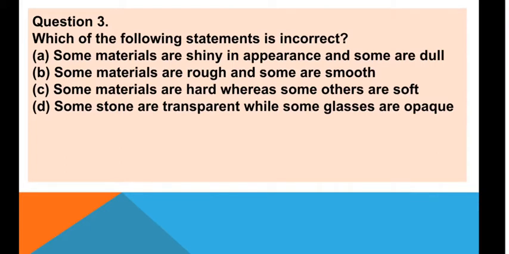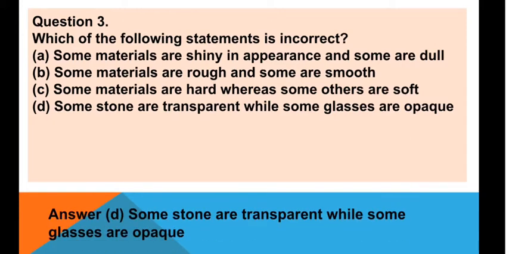So let us discuss all the options one by one. Option A, some materials are shiny in appearance and some are dull. Correct. Option B, some materials are rough and some are smooth. Correct. Option C, some materials are hard whereas some others are soft. Correct. Some stones are transparent while some glasses are opaque. No, it is incorrect. Why? Because stones are generally opaque while glasses are transparent. So option D will be the right answer.